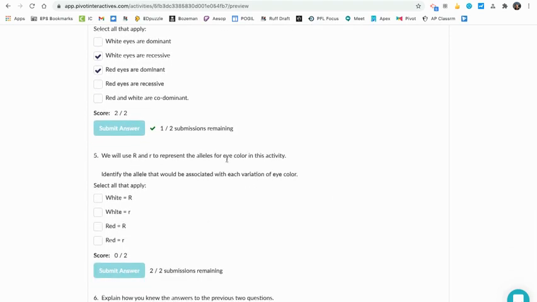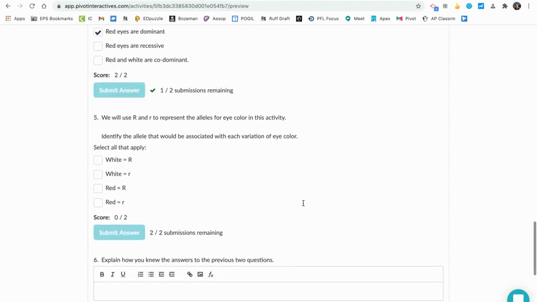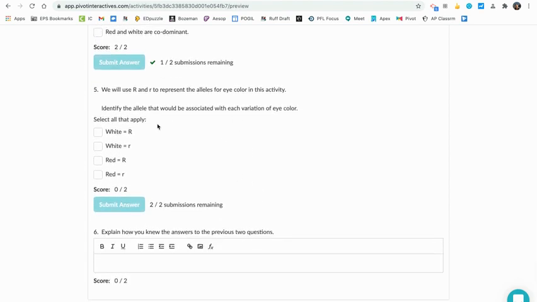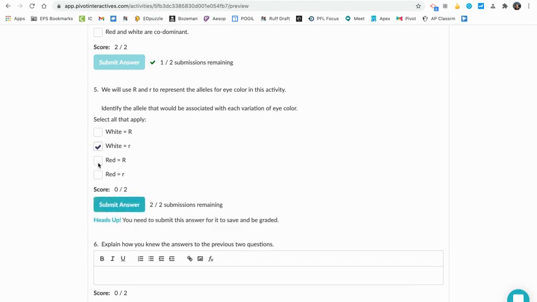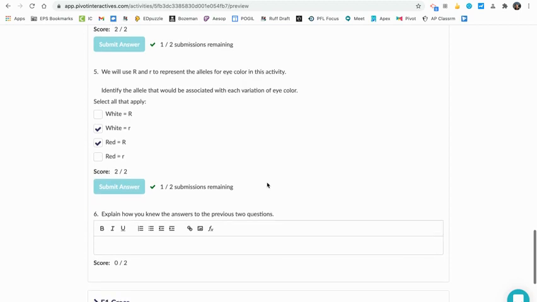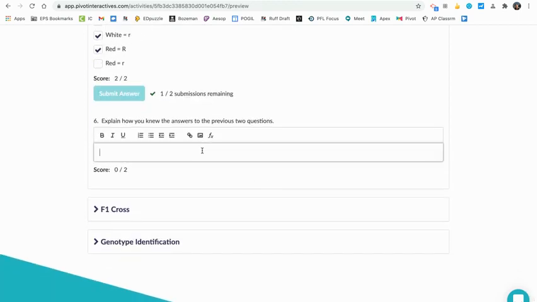So we're going to use R to represent the eye colors and identify the allele associated with each variant. Make sure you understand that red is going to be a capital R and white's going to be a lowercase r. You're going to do that and explain how you knew the answers, because when you crossed a red and a white, you got all red.